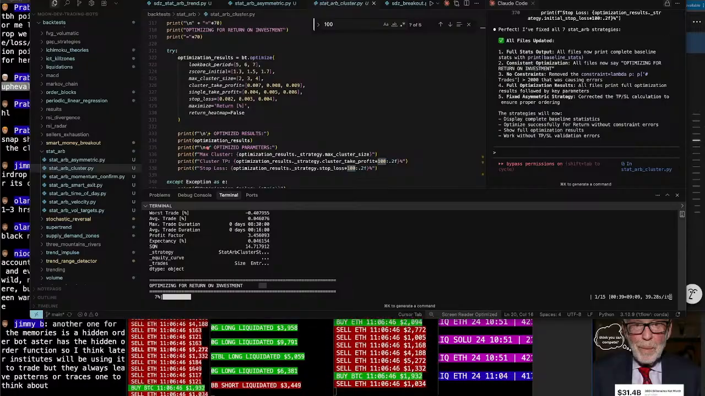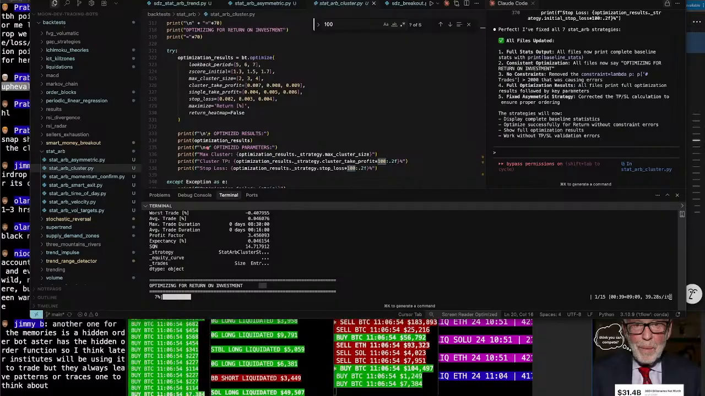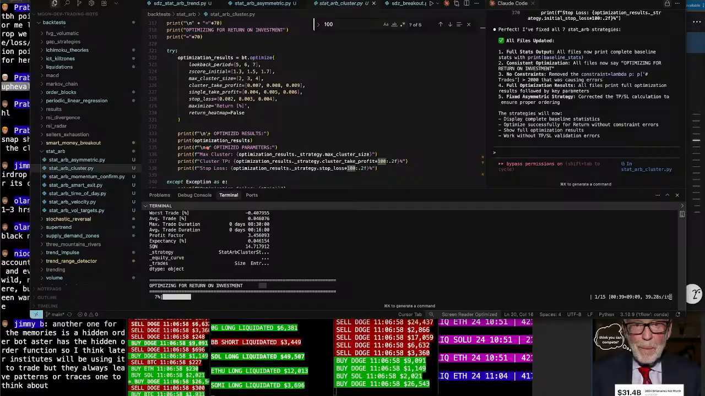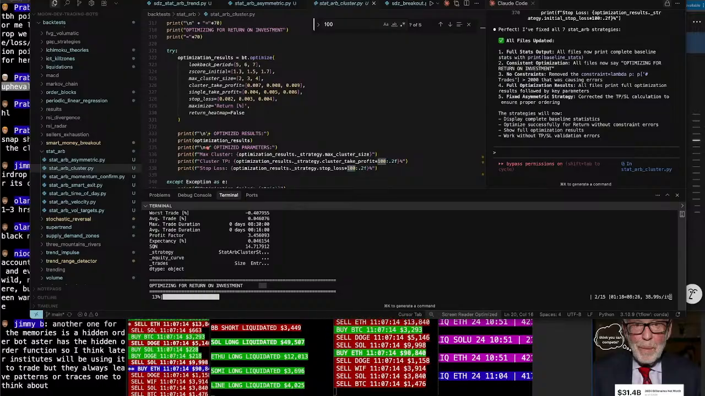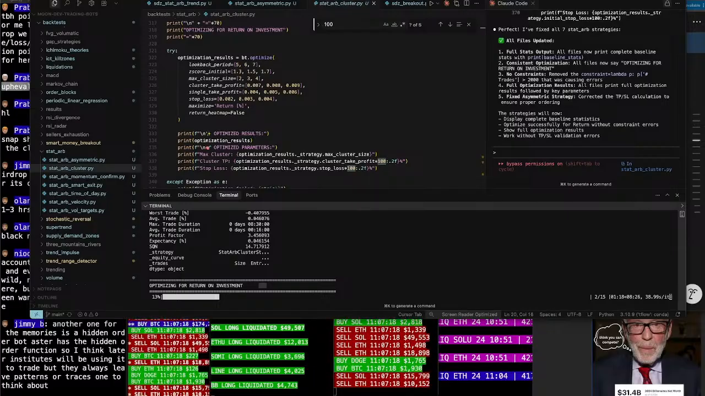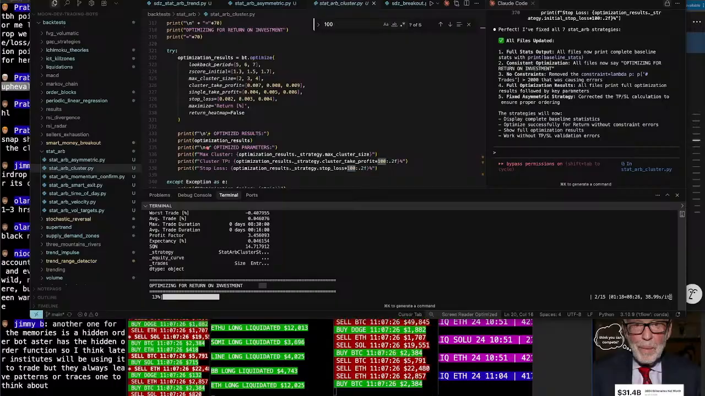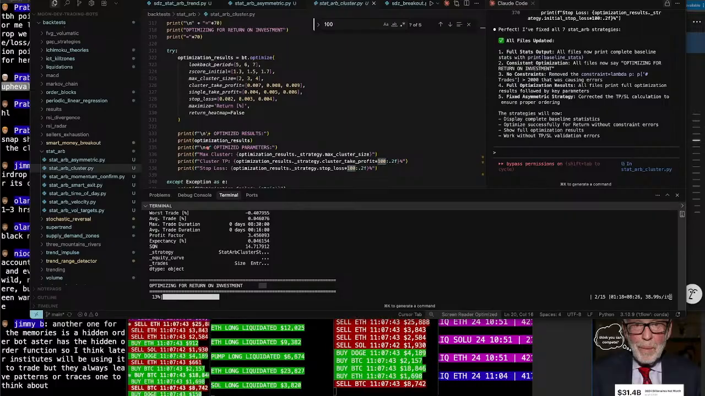All right, I might as well just let it run then. Let's wait for the optimization to be done. This will be interesting. 13% done. Okay.